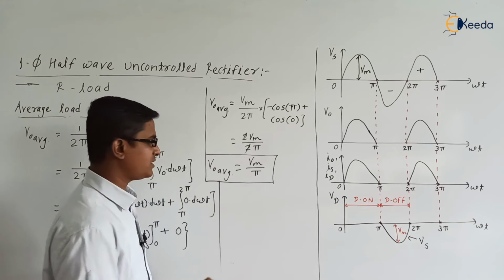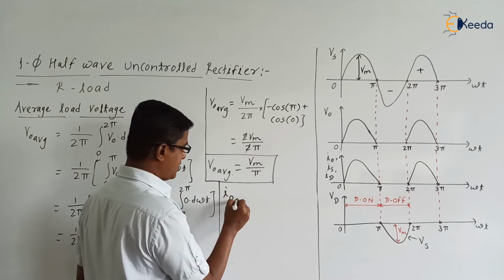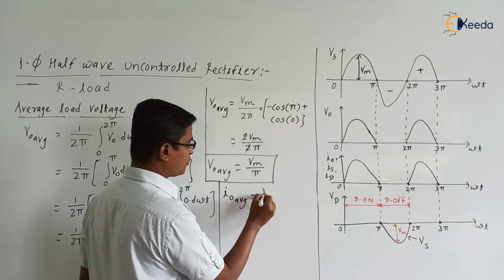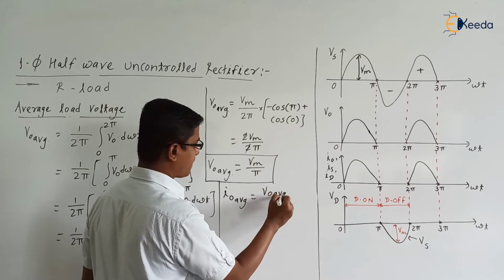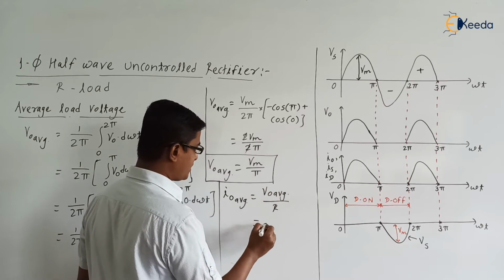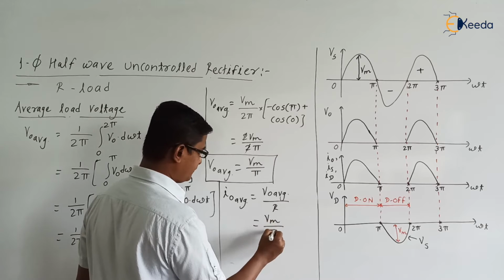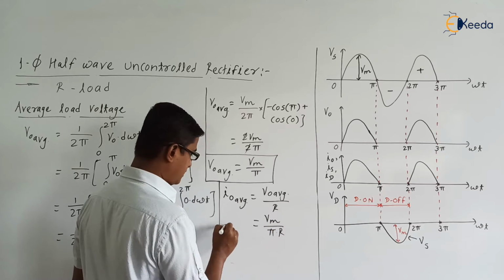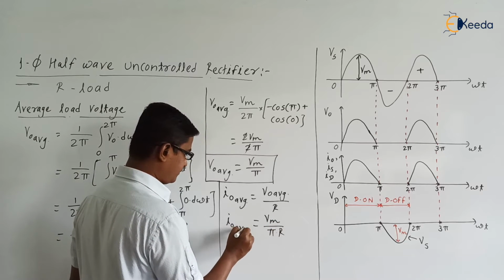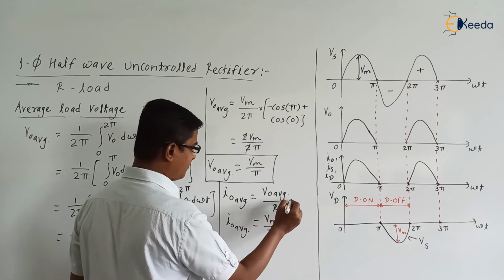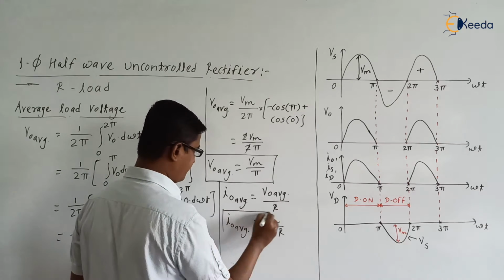What is I0 average? I0 average is equal to V0 average by R, so it is equal to Vm by pi R. This is I0 average, which is equal to Vm by pi R.